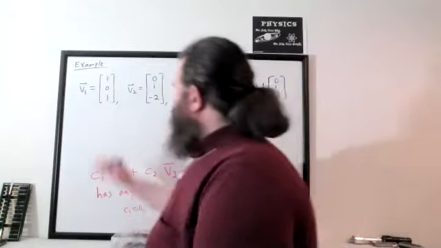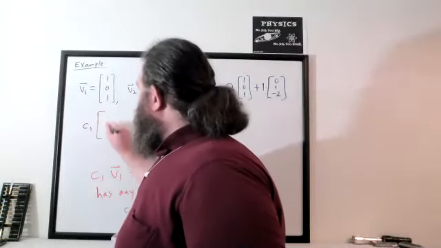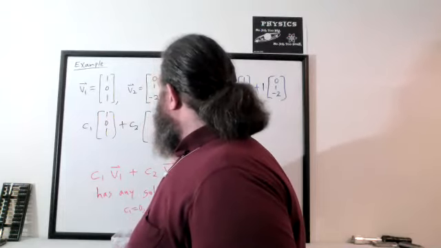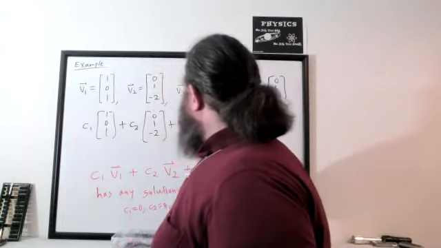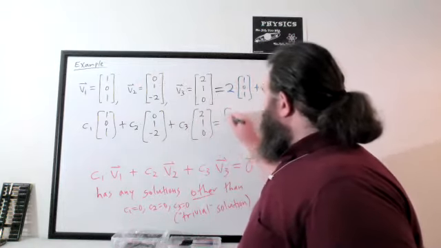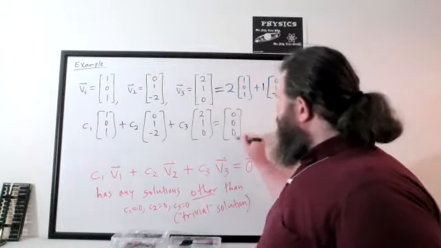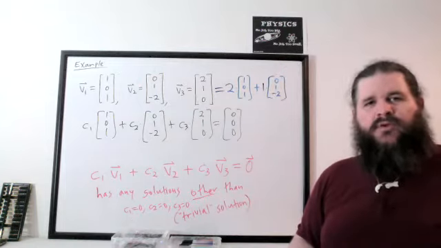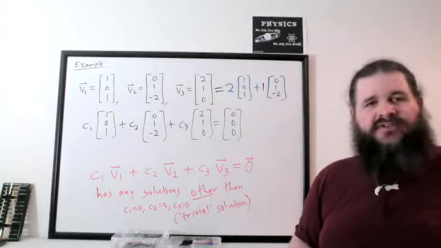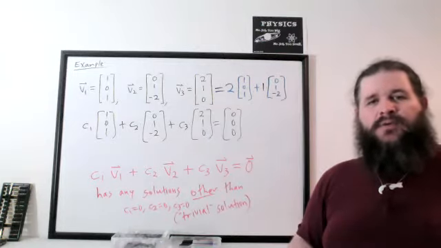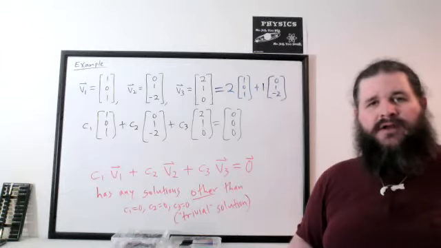If we write out C1 times (1, 0, 1) plus C2 times (0, 1, -2) plus C3 times (2, 1, 0) and set that equal to the 0 vector, we can treat this as a system of equations. We're trying to solve for C1 and C2 and C3, or not even necessarily solve it. We just want to know, do we get only the 0 solution or are there other non-zero solutions?